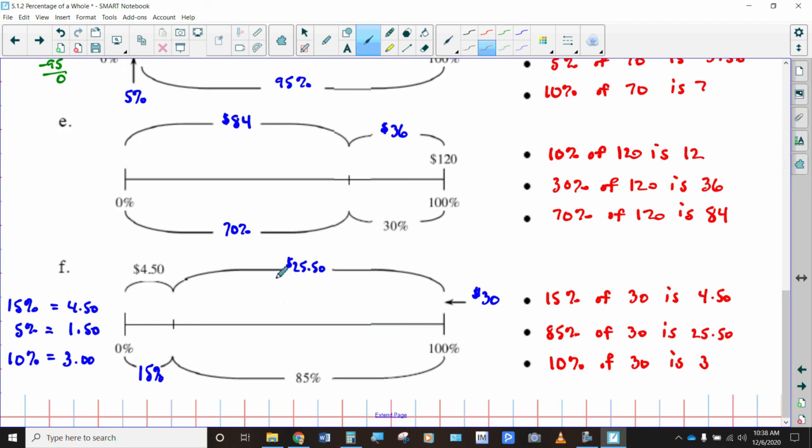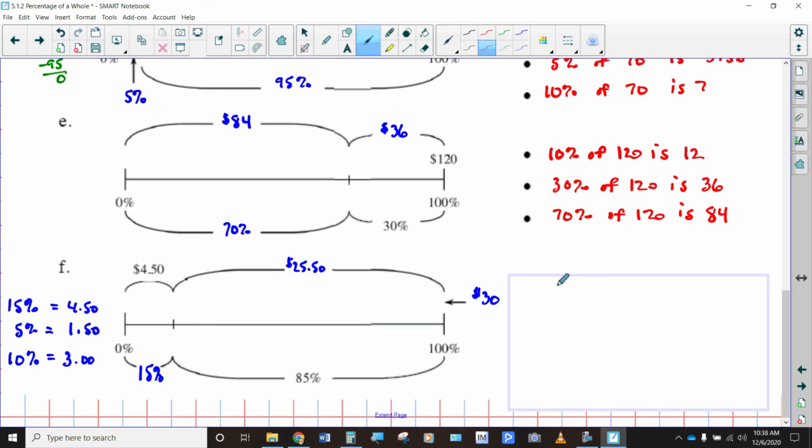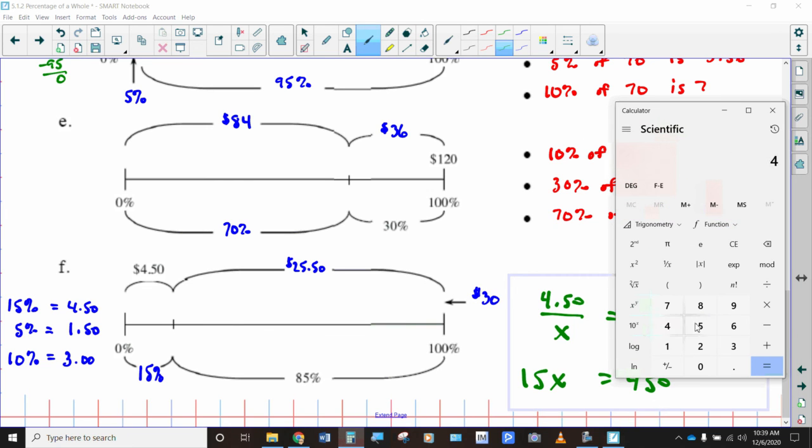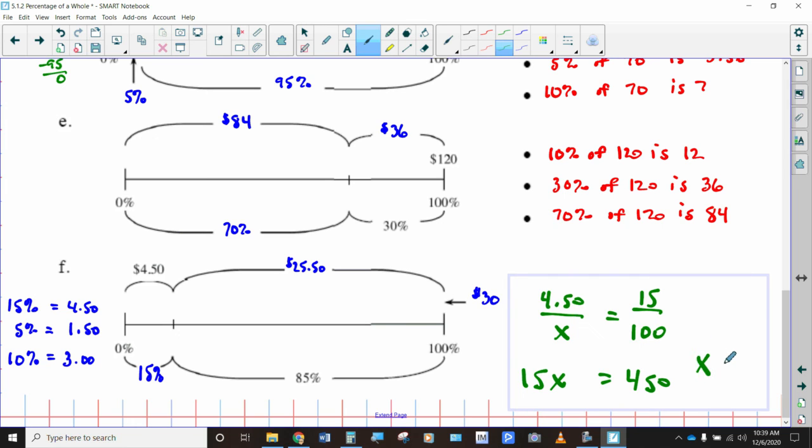All right, now let me go ahead and show you using proportional reasoning how I would get that piece of information. I know that $4.50 is the part. What I don't know is what the total is. But this represents 15% out of 100. So we're going to cross multiply and get 15x is equal to $4.50 times 100, which is 450. And then when you take 450 and divide it by 15, 450 divided by 15 tells us that x is equal to 30. So that's how we figure out what the total is.